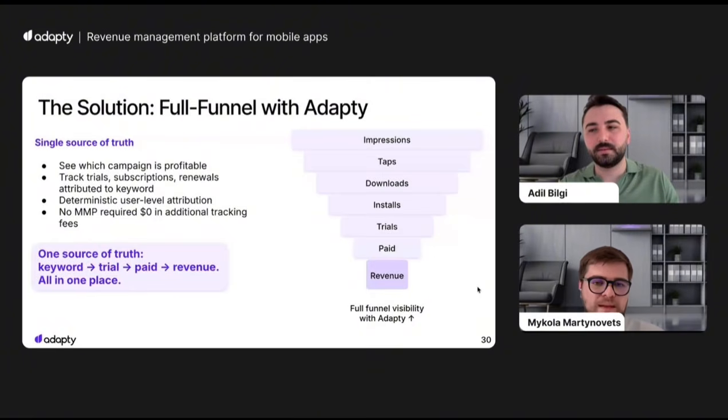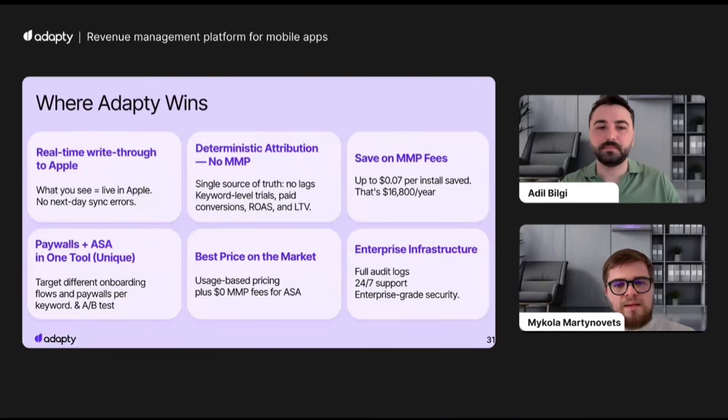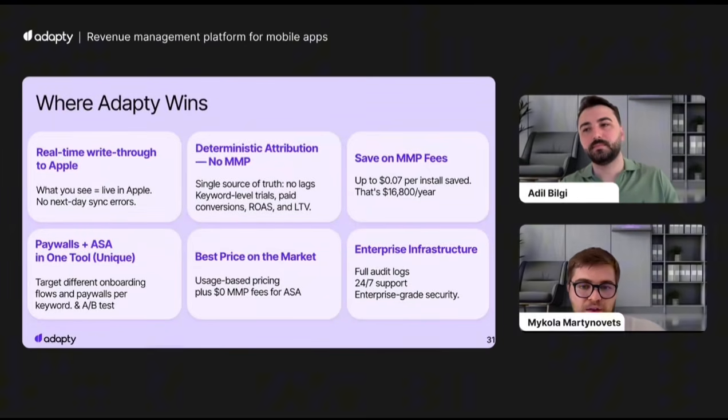I also want to cover some other parts where Adapty can win. Let's switch to the next slide. These are directly our advantages that we can provide. We have real-time attribution for Apple. What is live in our dashboard is live in Apple.